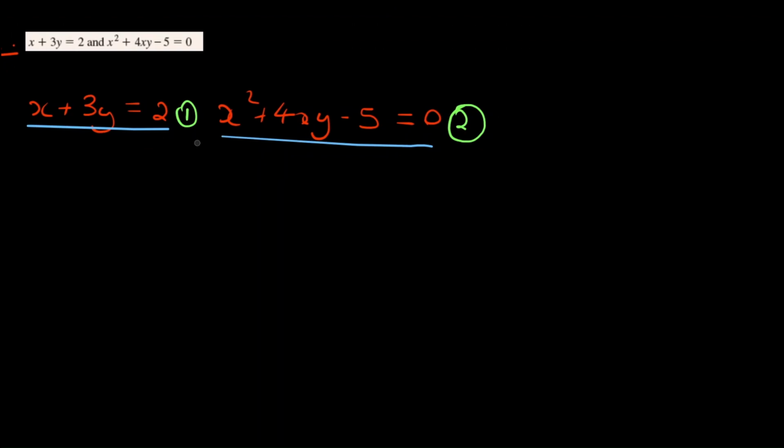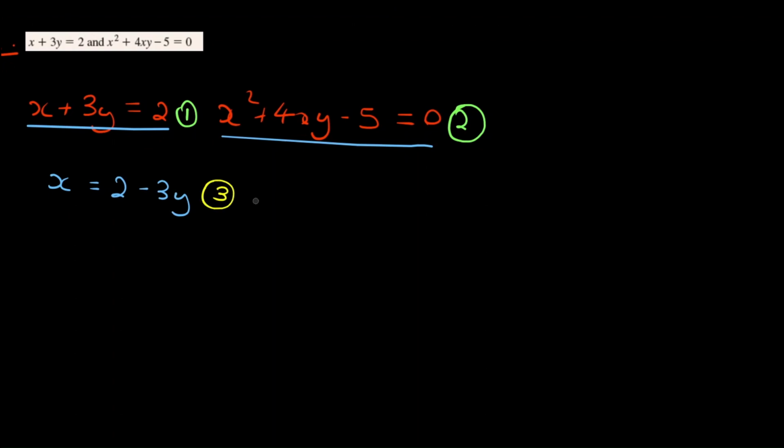As we used the hack in the first question, always look for the variable that looks isolated. In the second equation, we can see there's x squared, there's 4xy, there's 5. There isn't any independent or isolated variable. But in this equation, we can see that there's x, which means we can make x the subject of the formula, because it will be very easy for us. So we can say x is equal to 2 minus 3y, and we can label this equation 3.